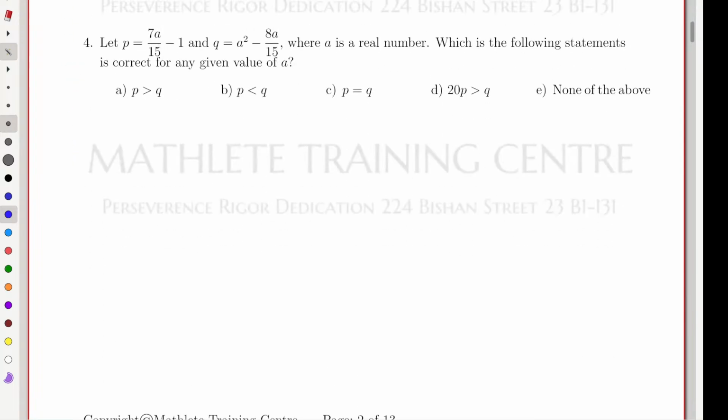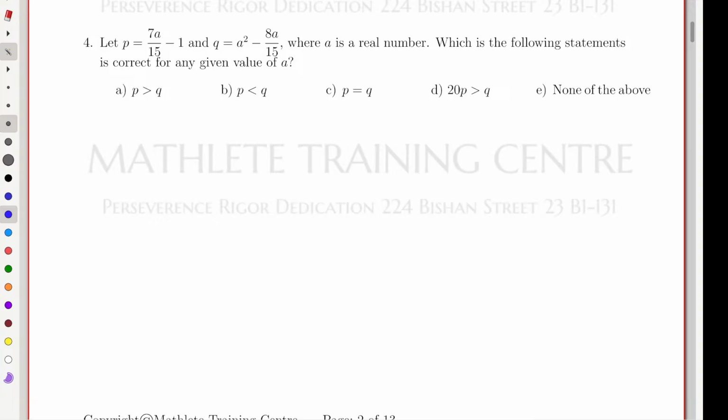Question number 4. I don't know if any of my Sec 1 intro students are in this stream right now. Because for those of you who attended my Sec 1 intro class, you have seen this exact problem before. The exact values here, 7a over 15 minus 1 and a squared minus 8a over 15. This appeared in our Sec 1 intro lesson. Okay, I don't know how many of you remember.